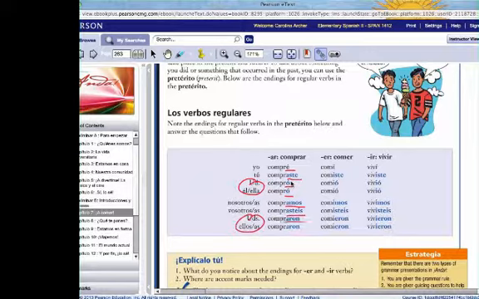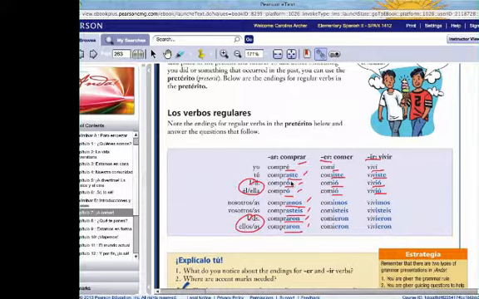For er and ir verbs, I guess you can notice that they conjugate the same way in the past. Okay, yo comí, yo viví. Tú comiste, tú viviste. Usted, él y ella comió, vivió. Nosotros o nosotras comimos, vivimos. Comisteis, vivisteis. Y ustedes, ellos y ellas comieron, vivieron.